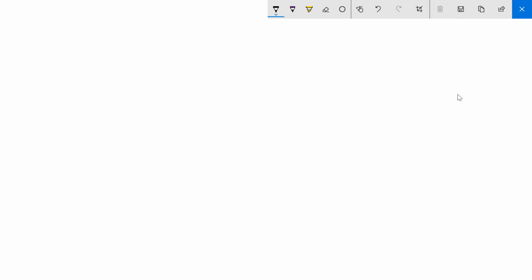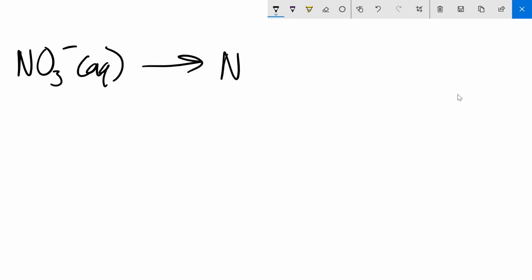And now let's write out our reduction half reaction. The reduction half reaction, if you recall, was NO3- aqueous going to NO gas. Now we have to follow the same steps as before. Our first step is balancing out our elements other than oxygen and hydrogen. For nitrogen, there's one on both sides, so I don't need to change anything. That's perfectly valid.